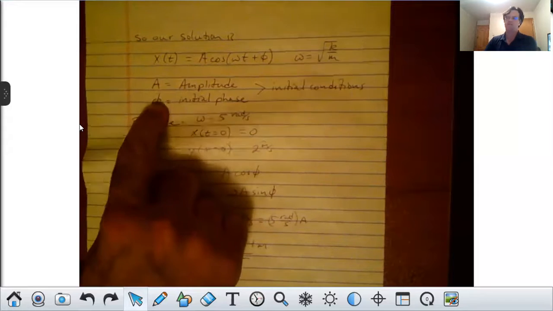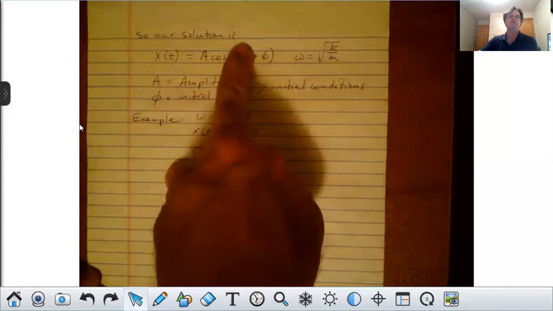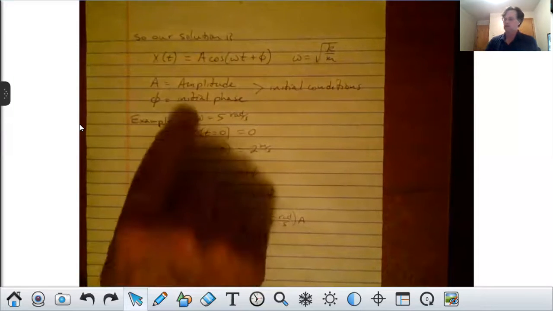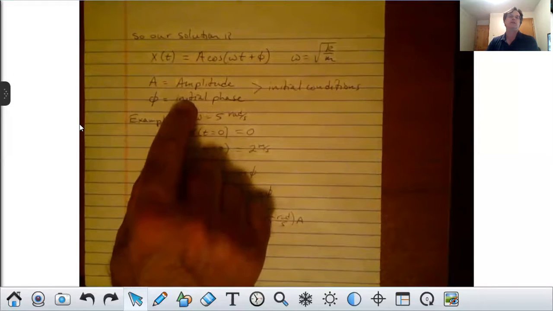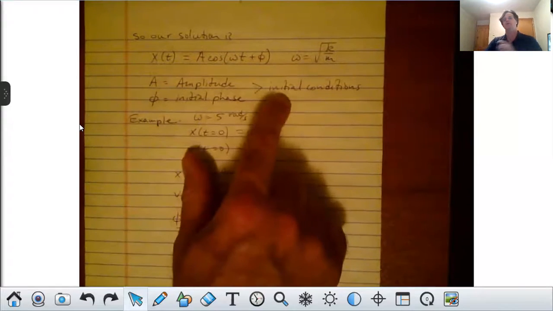Now phi is the starting angle. What is the angle when t is equal to 0? Right? It tells me how the motion starts. And in fact, any differential equation that's second order in the derivative, two derivatives, will have two constants that depend on how the motion started, or the initial conditions at time equal to 0.